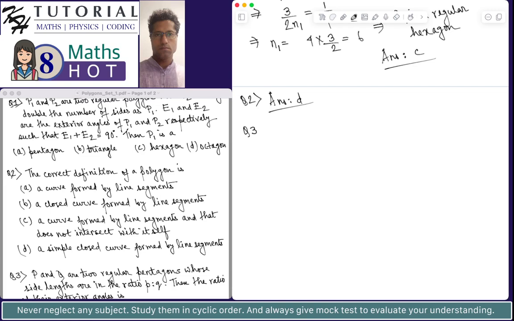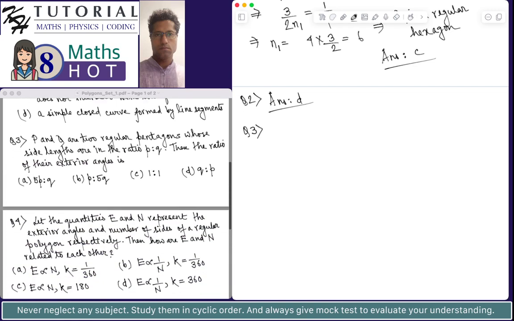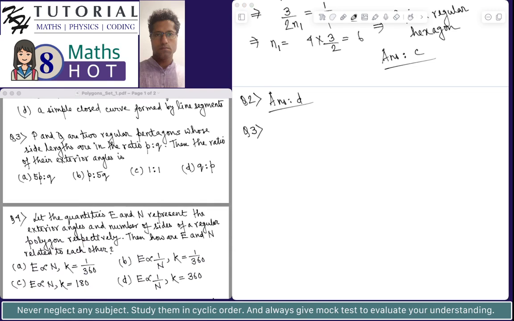Let's do question number 3. Question number 3 says that P and Q are two regular pentagons whose side lengths are in the ratio P is to Q. Then the ratio of their exterior angles is. P and Q are two regular pentagons, so the number of sides is 5. It is asking the ratio of their exterior angles.